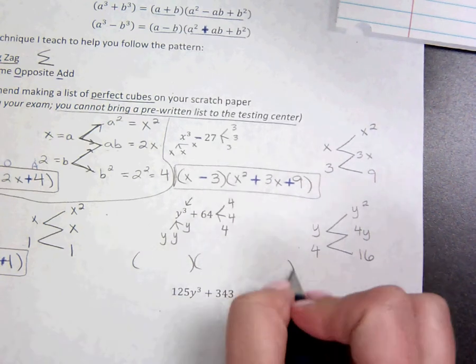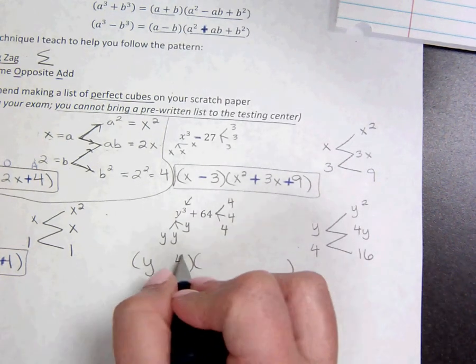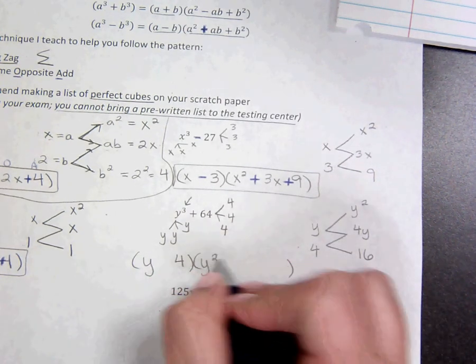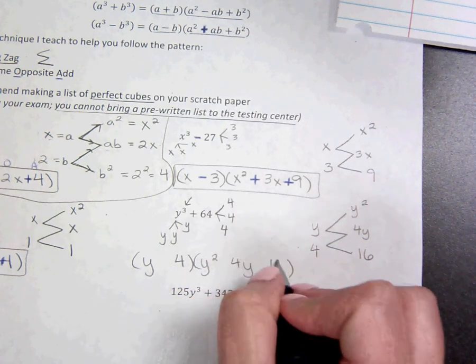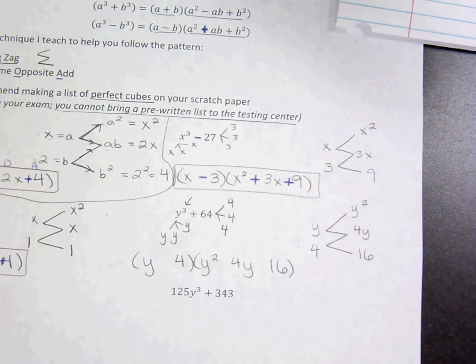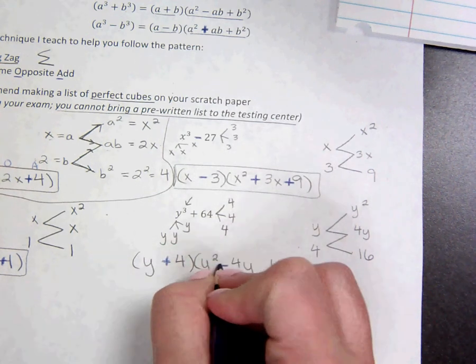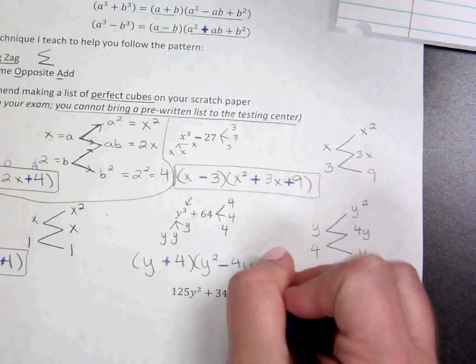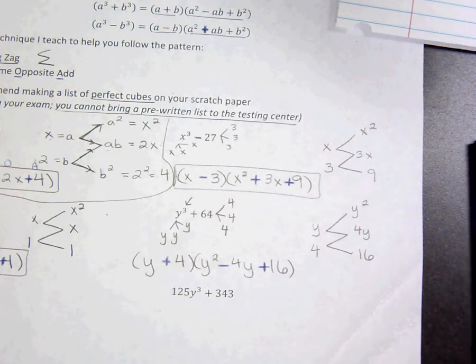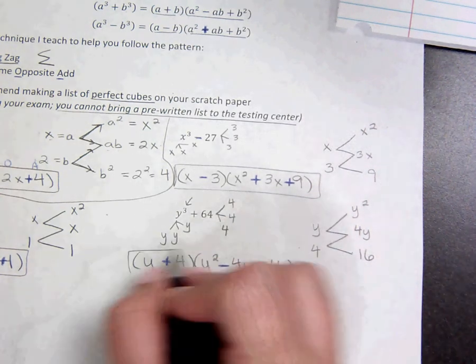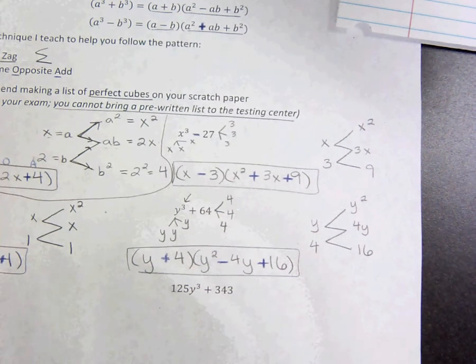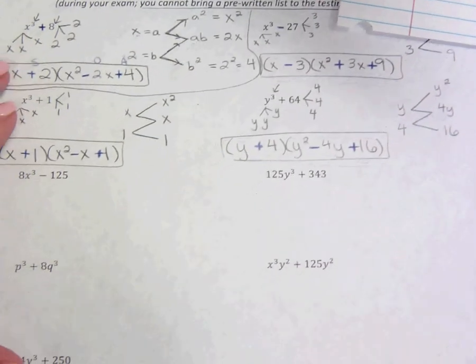We'll set up our binomial and our trinomial, y and 4, y squared, 4y, and 16. And then we'll come back in, same, opposite, add. And that's all there is to it. It's just a matter of practicing. If you'd like to pause the video and try the rest on your own and then play it back, I'm going to pick up the pace here a little bit.